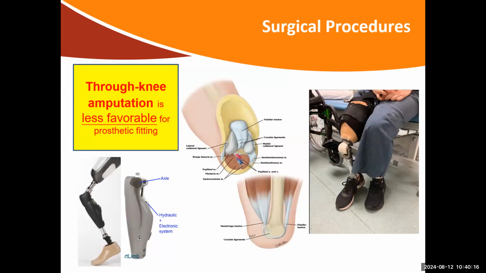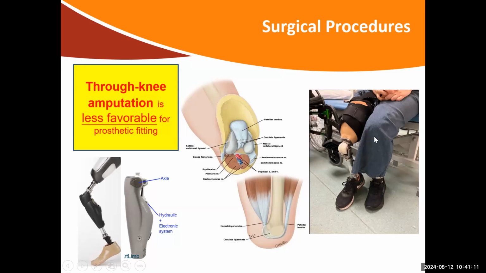Just now we talked about through the joint amputation, but actually every amputated patient will get a prosthesis, that is, an artificial leg or limb, which we will talk about later. You have to remember that through knee amputation or through the joint amputation is actually not very favorable for prosthetic fitting. You can see this patient has necrotizing fasciitis, and she is a through knee amputation. Because the knee was okay, the surgeon just saved the knee.